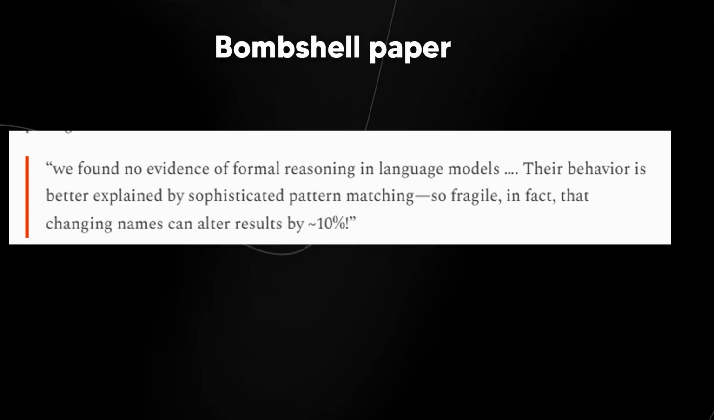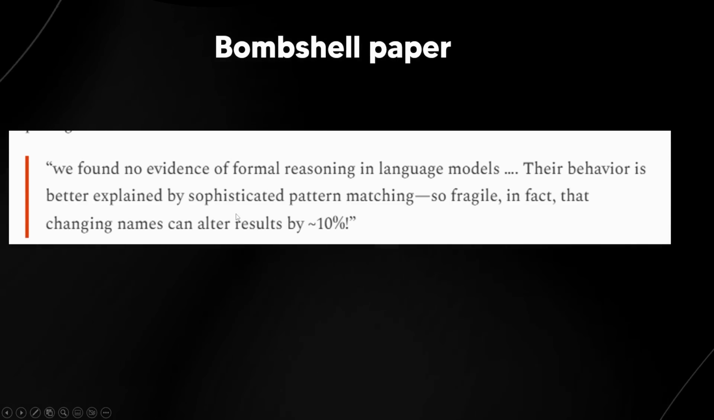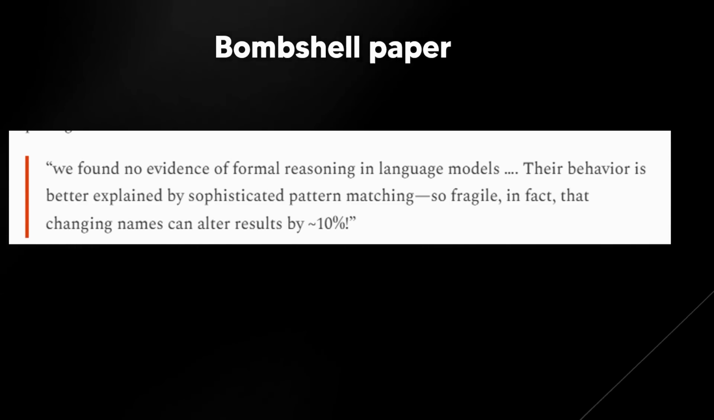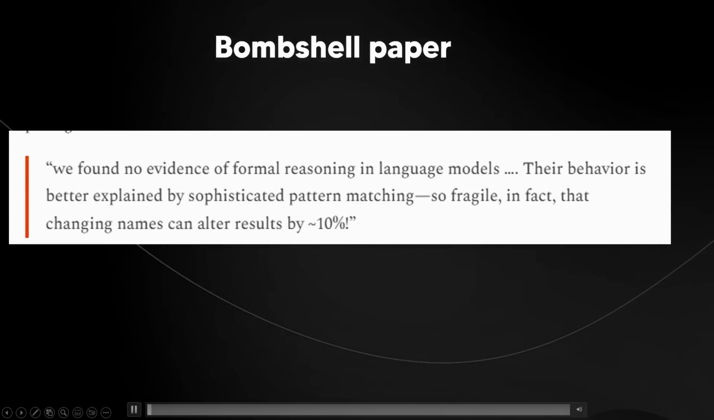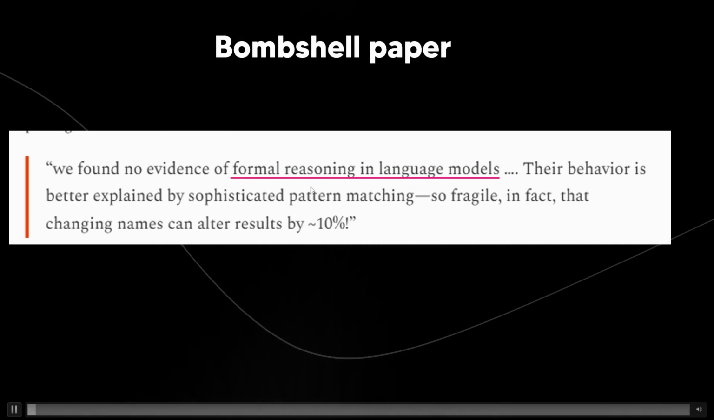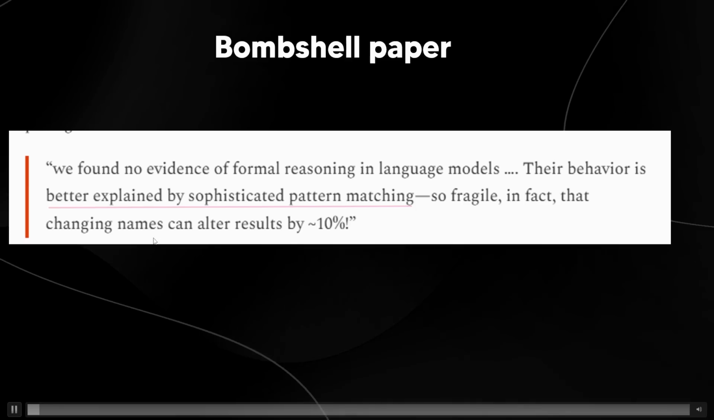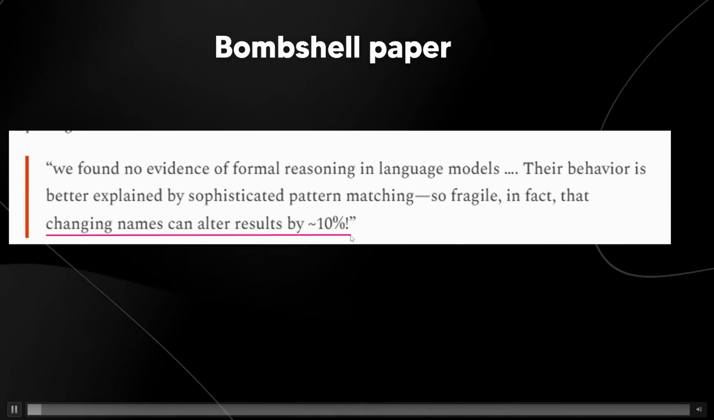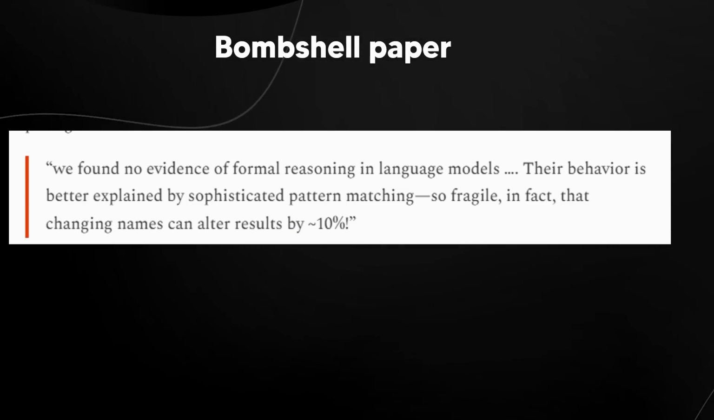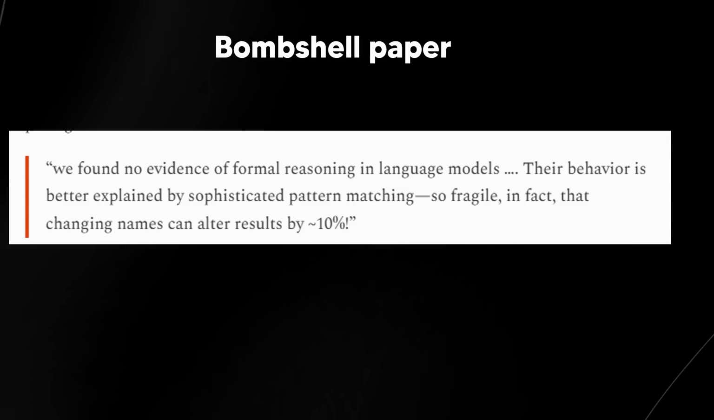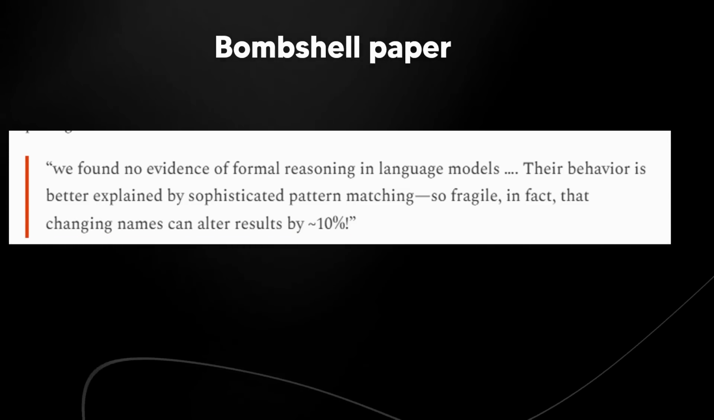Now, of course, remember when I talked about, like I said, two to three weeks ago, I did that video on the Apple paper, which is basically where they said, we found no formal reasoning in language models. The behavior is better explained by sophisticated pattern matching so fragile that in fact, changing names can alter results by 10%. I don't know about you guys, but if you're studying for a test and they change the names, I don't think your results would drop that significantly.